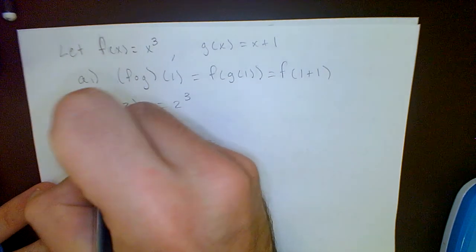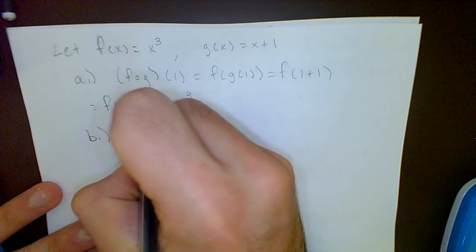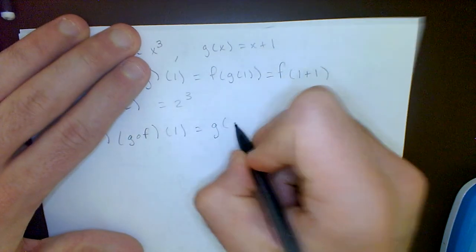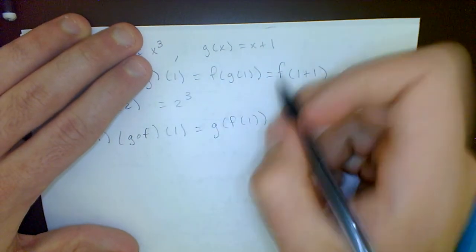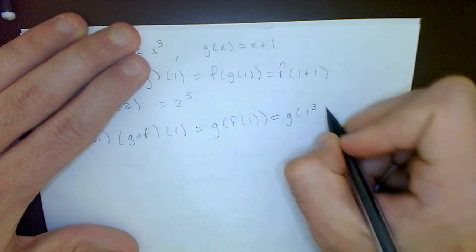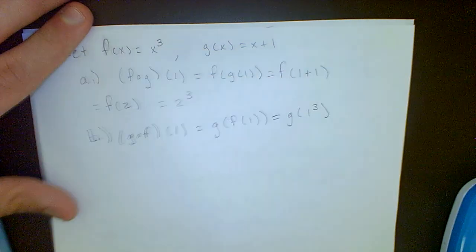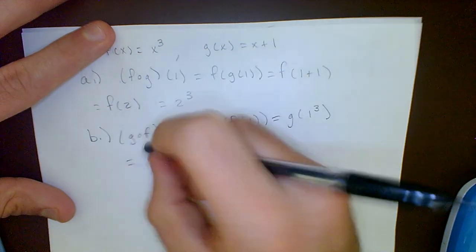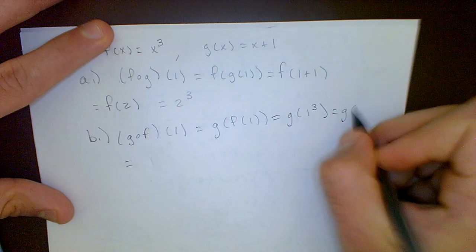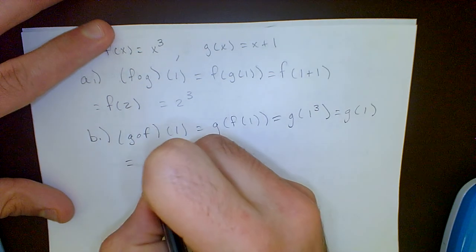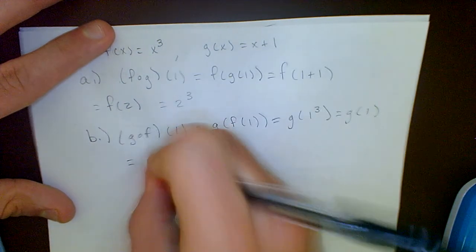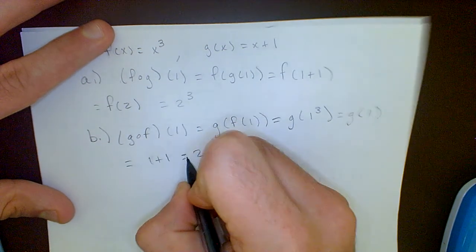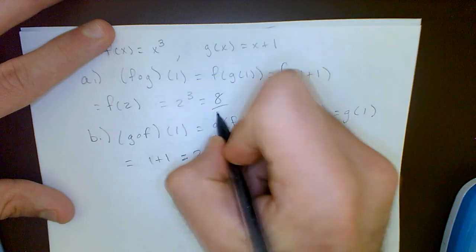Okay, so then for b, they want us to do g of f of 1. So this is g of f of 1. So this is g of 1 cubed. That's the f function here. So let's do another step here. So this is g of 1, since 1 cubed is 1. So then this is g, and g is x plus 1, so it's 1 plus 1, or 2. And, sorry, 2 cubed is 8.